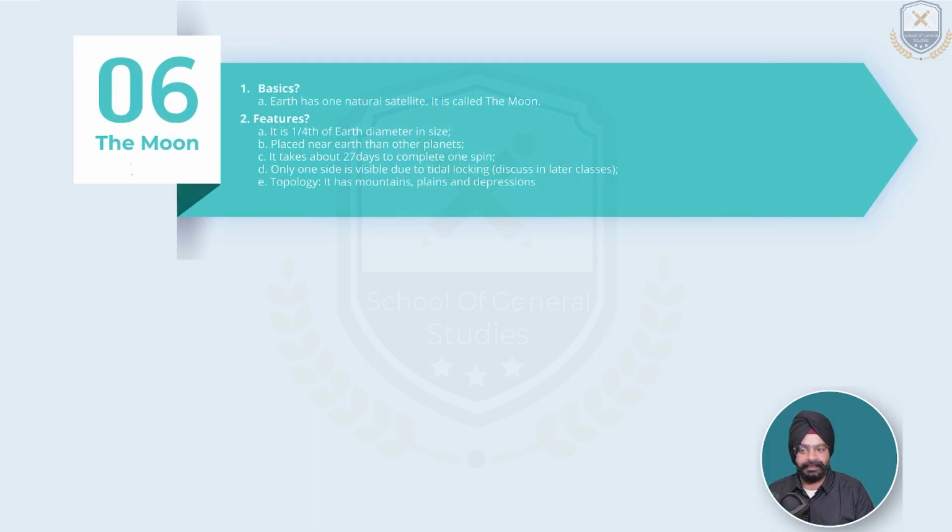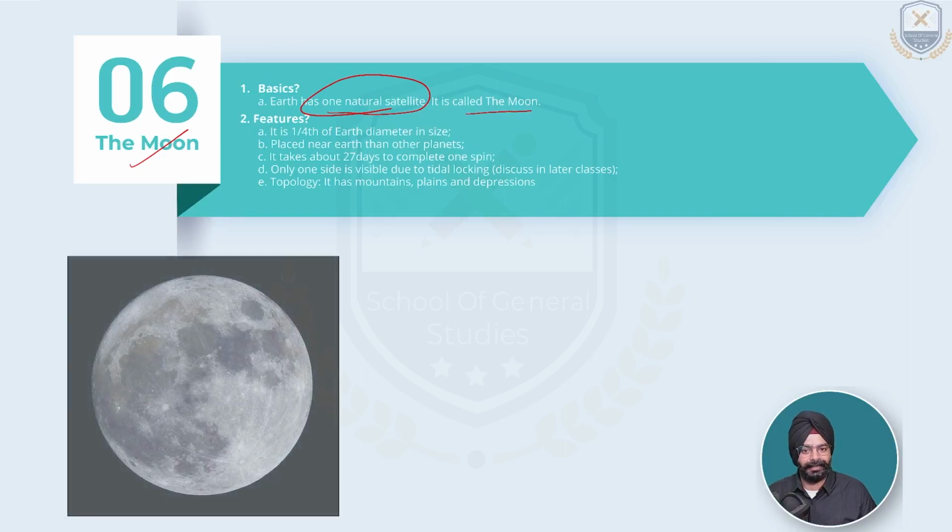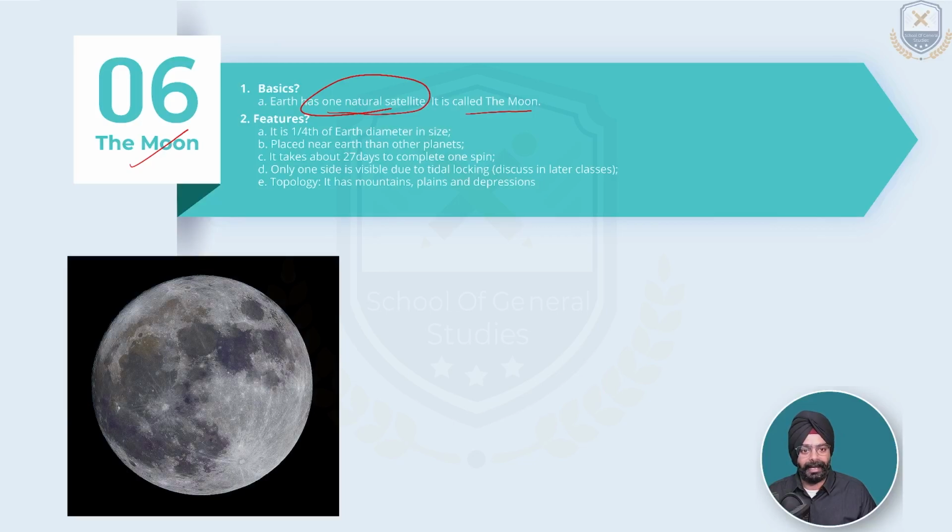Next, we'll be studying our moon. Our moon is a natural satellite, and Earth has only one moon, or one natural satellite. It has many artificial satellites which have been sent by scientists all over the world. The features of our moon are, it is 1/4 of the diameter.